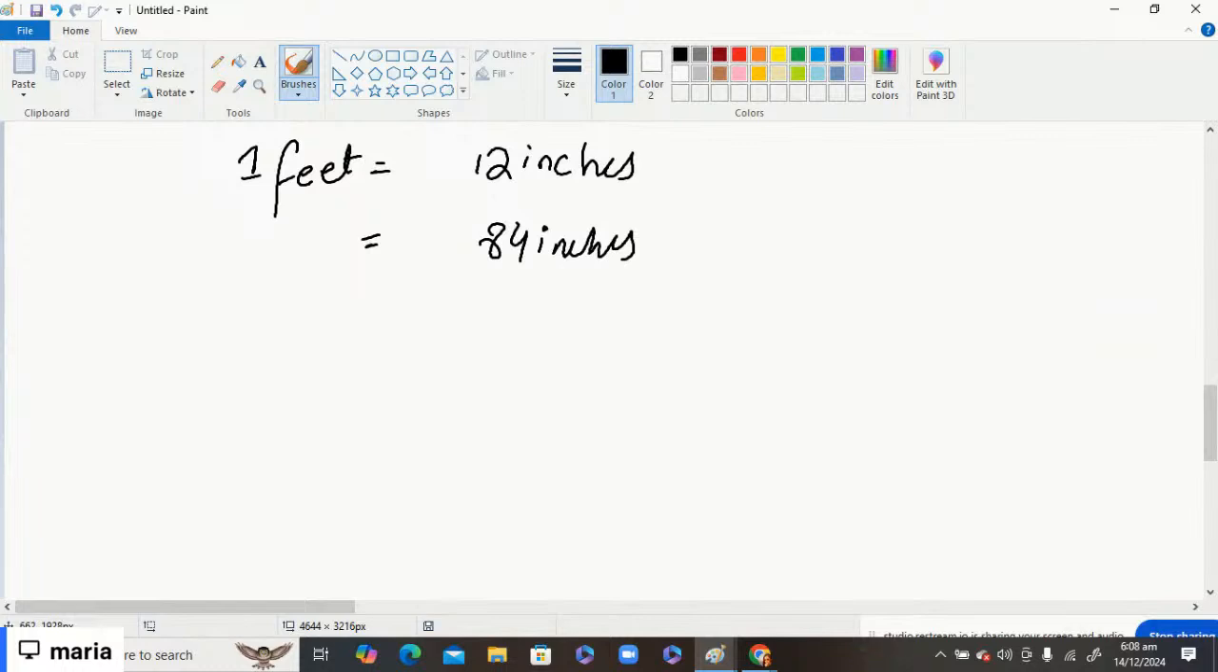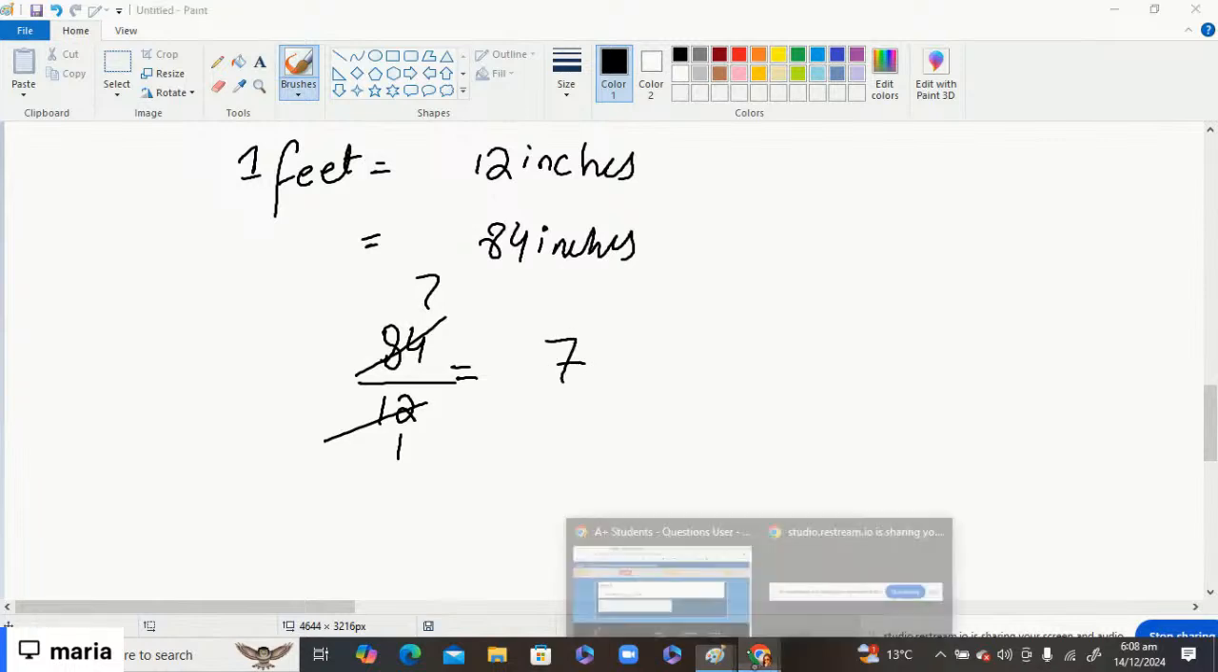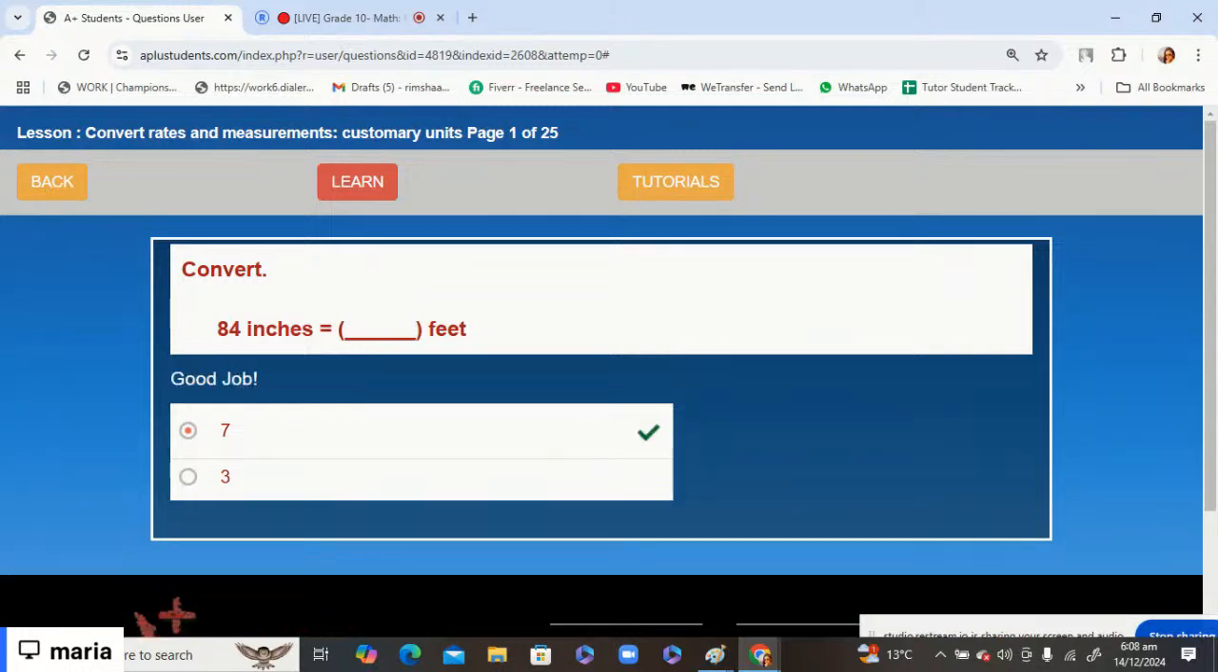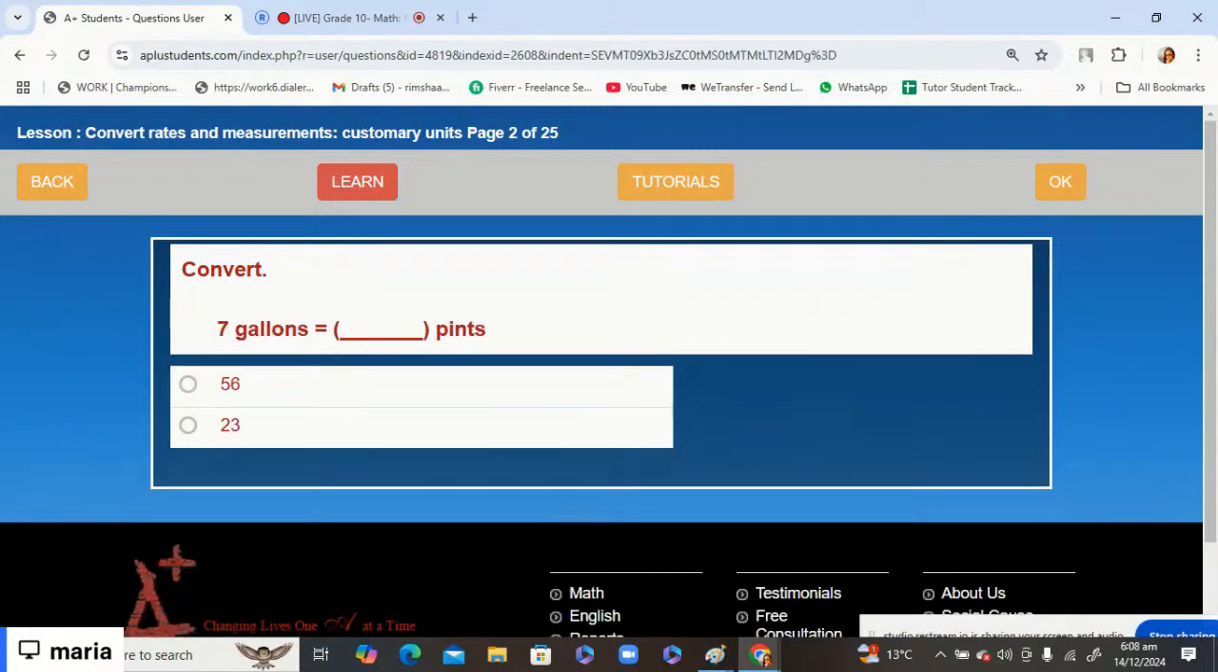Let's check. We put it this way: 84 inches equals how many feet? That is 7. How? You divide 84 by 12, that is 7. Let's see the answer. Yes, this is the right answer.